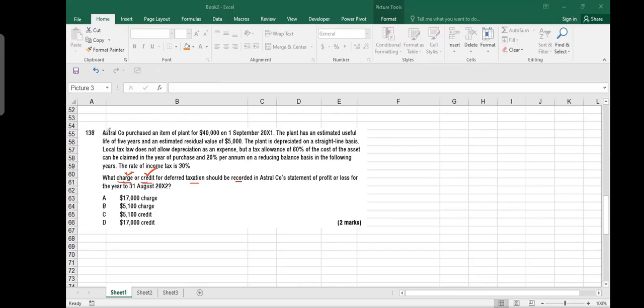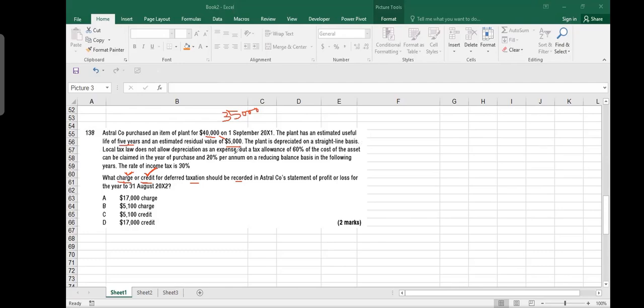Okay, so start reading the question. Astral company purchased an item of plant for $40,000 on 1st September 2001. The plant has an estimated useful life of 5 years and an estimated residual value of 5,000. So residual value 5,000, cost is 40,000. It means that your depreciation should be 35,000. The expense which you should be recording is 35,000 during the life. The plant is depreciated on a straight line basis.